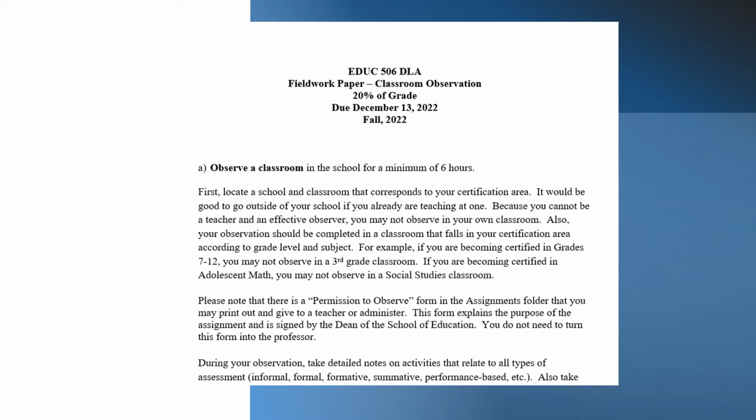So for example, if you're adolescent, grades 7 to 12, you should be observing in an adolescent classroom. It helps if you can match your subject area. So for example, if you're adolescent social studies, you would try to get into an adolescent social studies for observation. If you're elementary, you're going to observe in grades 1 to 6. If you're early childhood, you're going to observe in pre-K through grade 2.